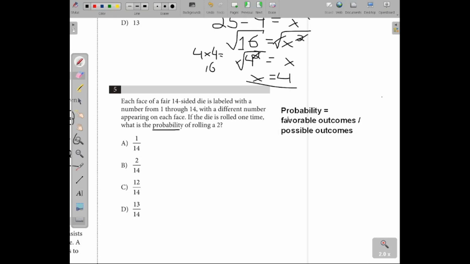For number 5, we need to know this probability formula, that is equal to the favorable outcomes divided by the possible outcomes.